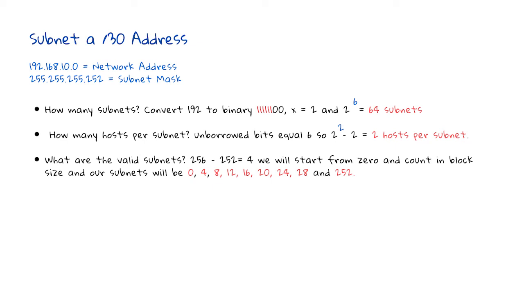What are the valid subnets? 256 minus 252 gives us 4. So our networks are going to increase in 4s. 0, 4, 8, 12, 16, 20, 24, 28, 32.